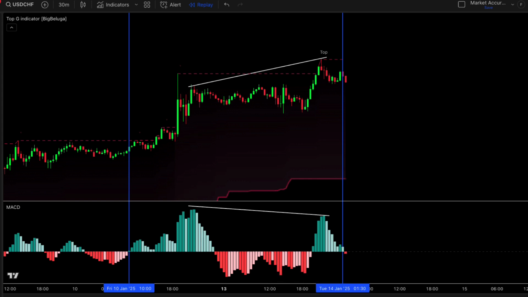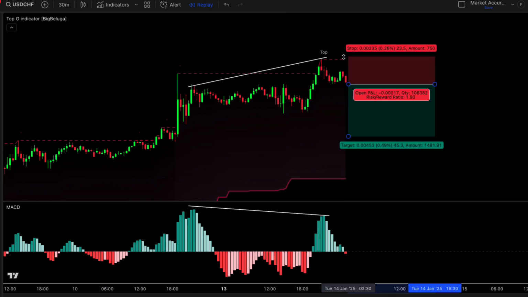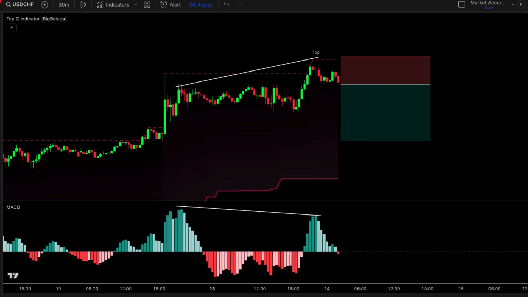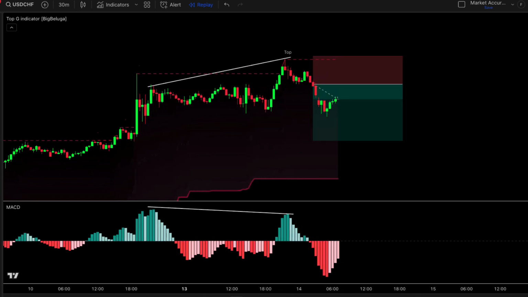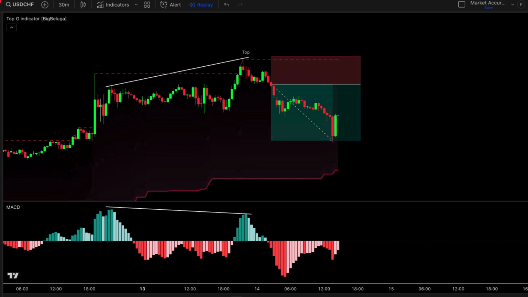Once this is confirmed, we just wait for the MACD histogram to shift to red to signal an increase in bearish momentum. We take a short position, stop loss above the upper band. The take profit is going to be set at 2 times the risk. Let the trade run. As you can see, it was profitable.